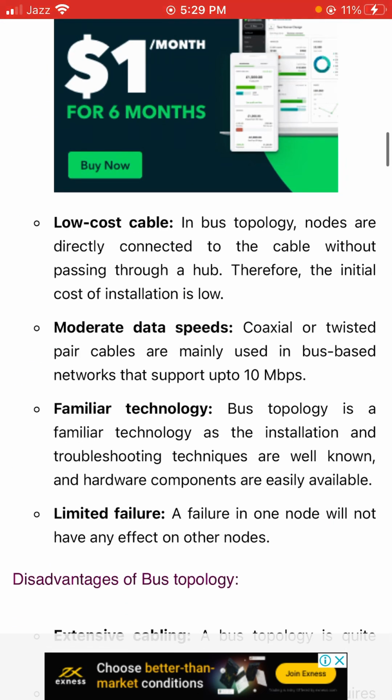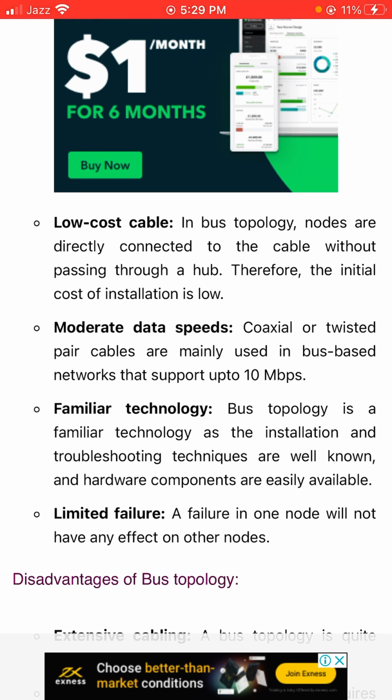Advantages of bus topology: low cost cable. In bus topology, nodes are directly connected to the cable without passing through a hub. Therefore, the initial cost of installation is low. Moderate data speed. Coaxial or twisted pair cables are mainly used in bus-based networks that support up to 10 Mbps.